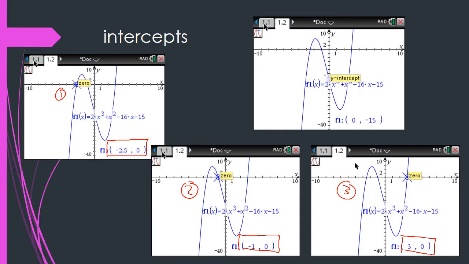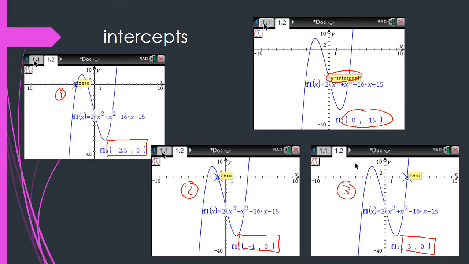0. Okay, so y-intercept, same thing. I just traced over until it highlighted that there's a y-intercept, and this is 0, negative 15. Okay, there are no asymptotes on this graph.